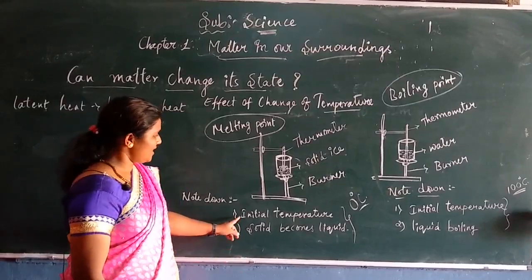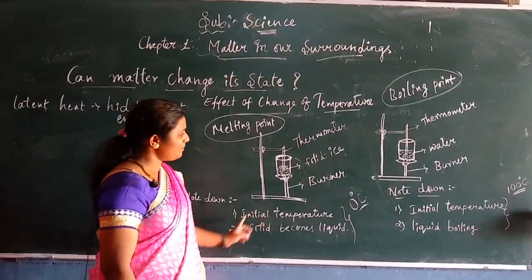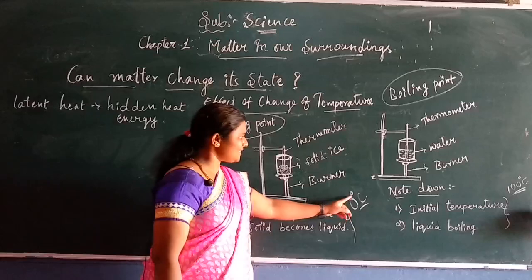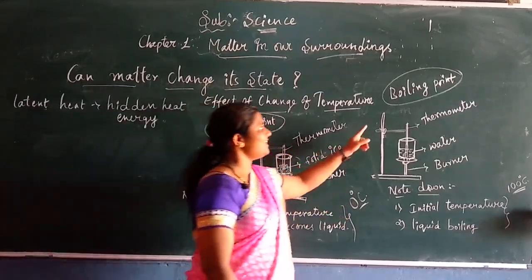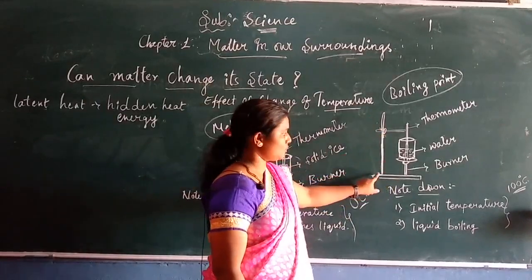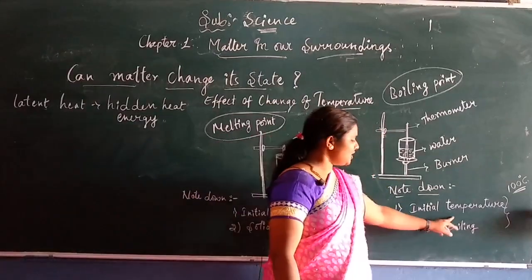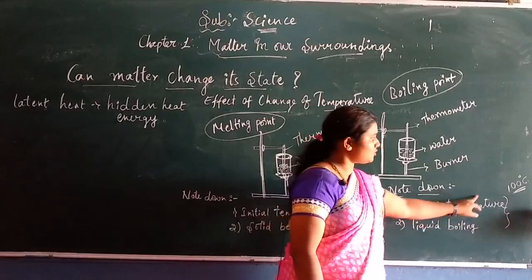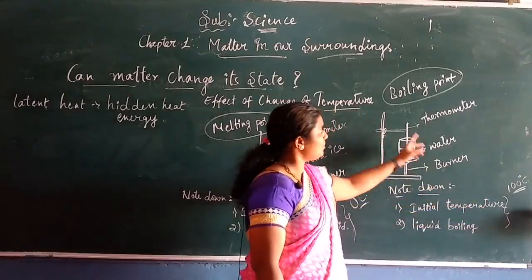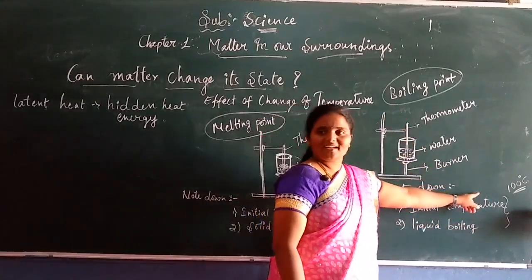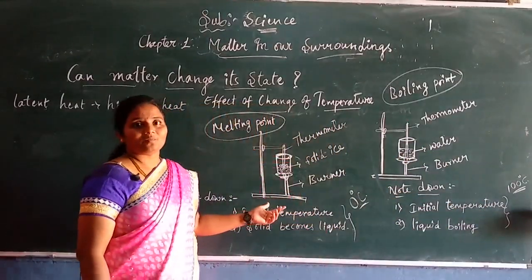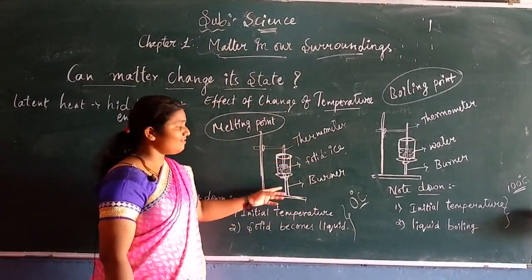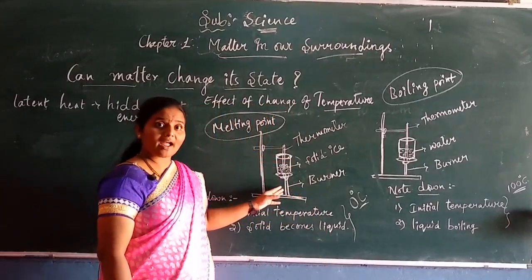Yes, children, in the first case both temperatures are the same, that is 0 degrees Celsius in the thermometer. Similarly, in the second case, for the boiling point also, the initial temperature and the temperature of the boiling liquid are the same, that is 100 degrees. The boiling point of water is 100 degrees Celsius. Isn't it? Where did the heat go? Our question is, where did the heat that we supplied go?